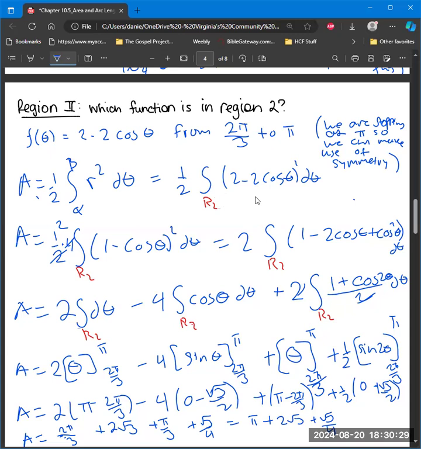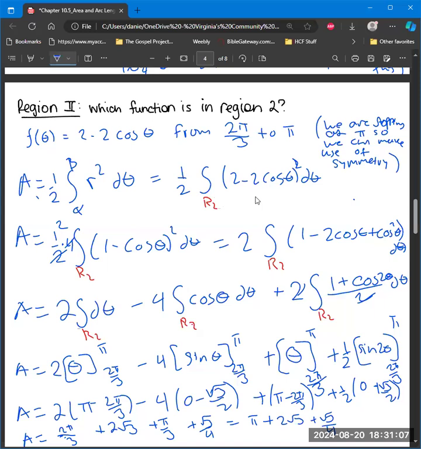2 squared is 4, and then 4 times 1/2 is 2 on the outside. That's going to leave a 1 minus cosine of theta squared on the inside. And so that's going to be 1 minus 2 cosine of theta plus cosine squared of theta on the inside. There's a d theta. I just ran out of space over here. So we have a 2 d theta minus a 2 times 2 is 4 cosine of theta plus a 2 cosine squared theta that I need to use the power reducing formula for.